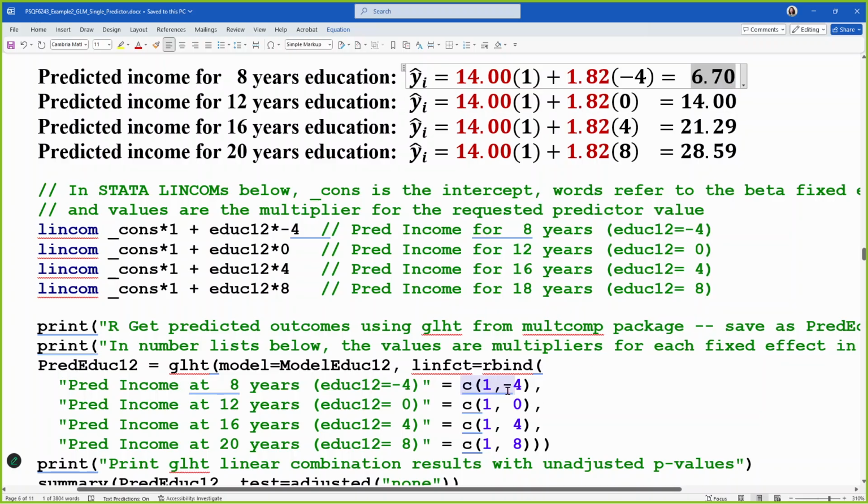So it knows what the answers are for what your fixed effect estimates were found to be, and this is telling it what value to multiply each of those estimates with to create a linear combination.